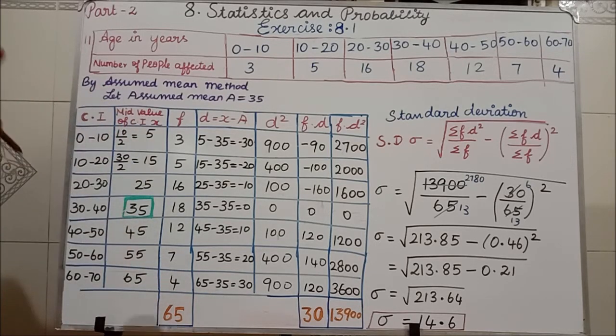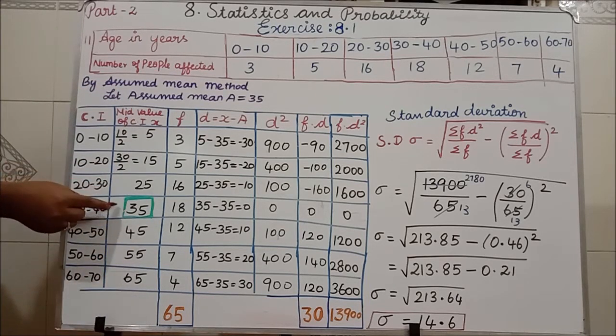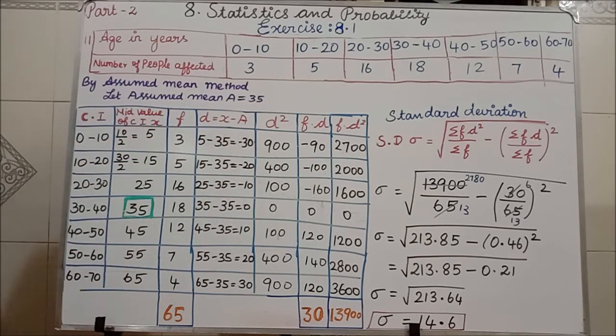Okay, that you have to keep in mind. From the X data only you have to choose the A. Here now we have got what is A. D equal to X minus capital A, we know the formula.